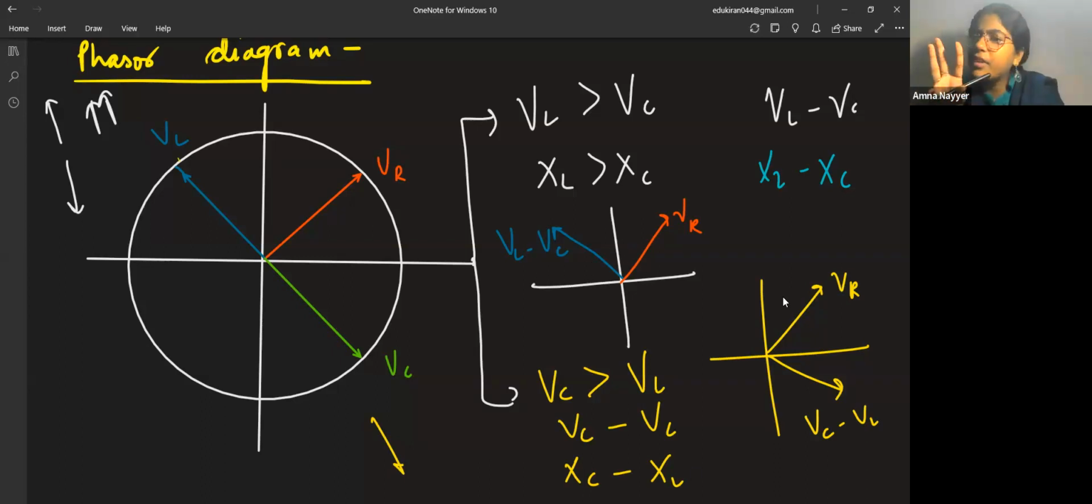If we have three vectors and we have to apply the parallelogram law, are we able to apply the parallelogram law on three vectors? No. We take two vectors, we solve them, and then the third one is used. Similarly, this is what we are going to do. So if VL is greater, then VL minus VC will be taken in this direction. If VC is greater, then VC minus VL will be taken in this direction. That's what I'm saying.